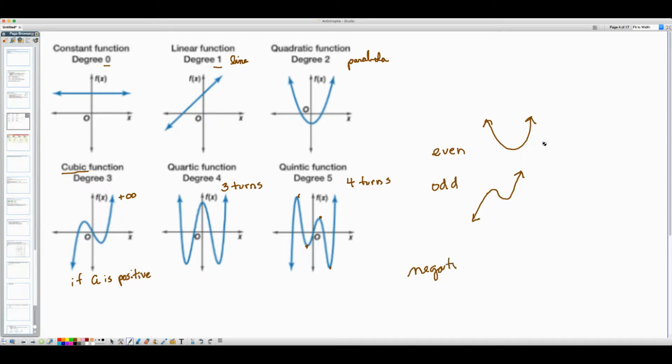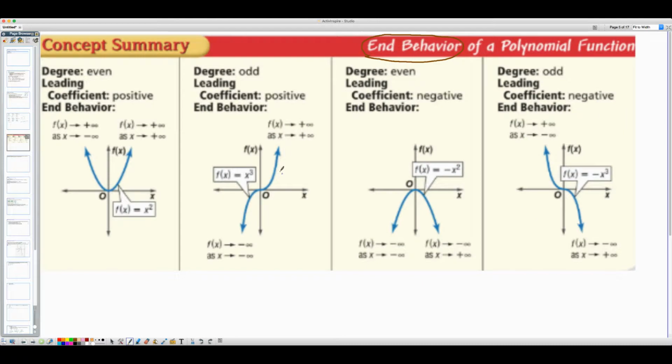If my leading coefficient is negative, then it's going to be just the opposite. We're going to start at negative infinity and end at negative infinity if it's even, or it's going to start at positive infinity and end at negative infinity if it's odd. So we'll watch that. And here's what it looks like. This is something for you to pay attention to.